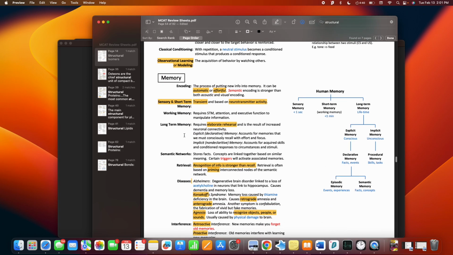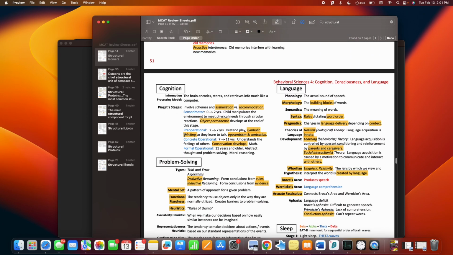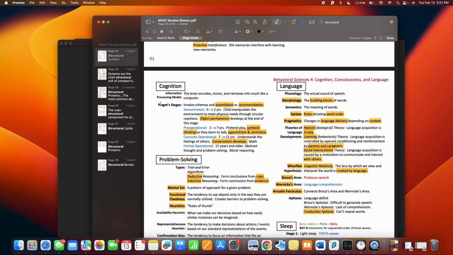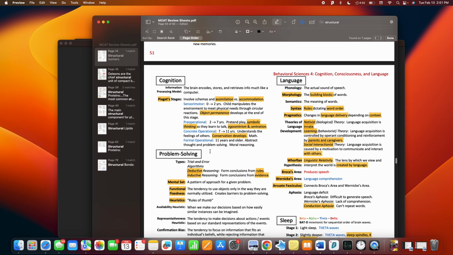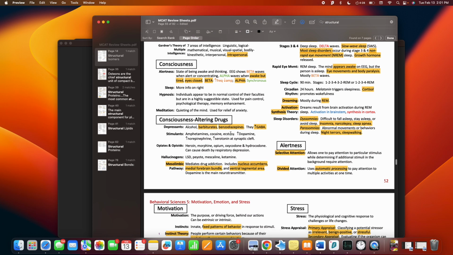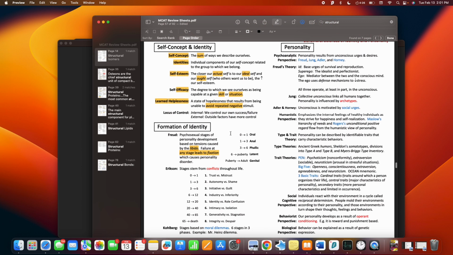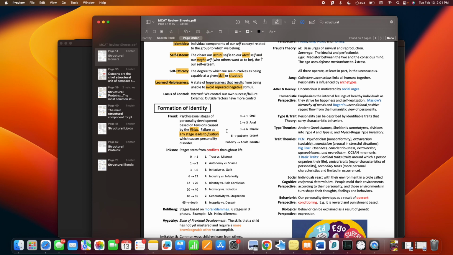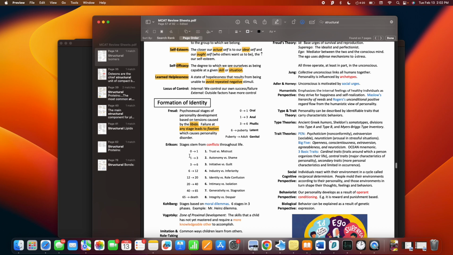Is it for Piaget? Yeah. So Piaget stages: it's concrete operational and formal operational. Yes. So this one was 0 to 2, 2 to 7, 7 to 11, 11 and plus. For Freud is 0 to 1, 1 to 3, 3 to 6, 6 to puberty, puberty to adulthood. And this one gets tricky.